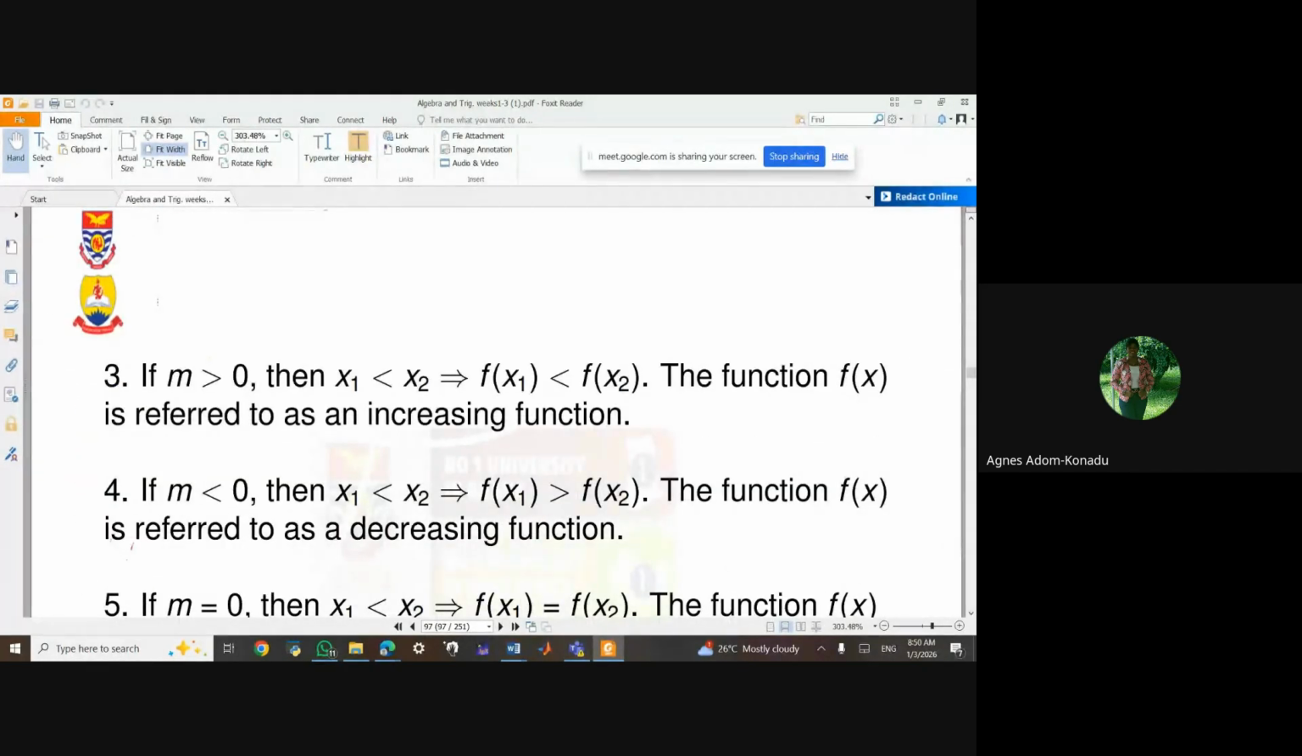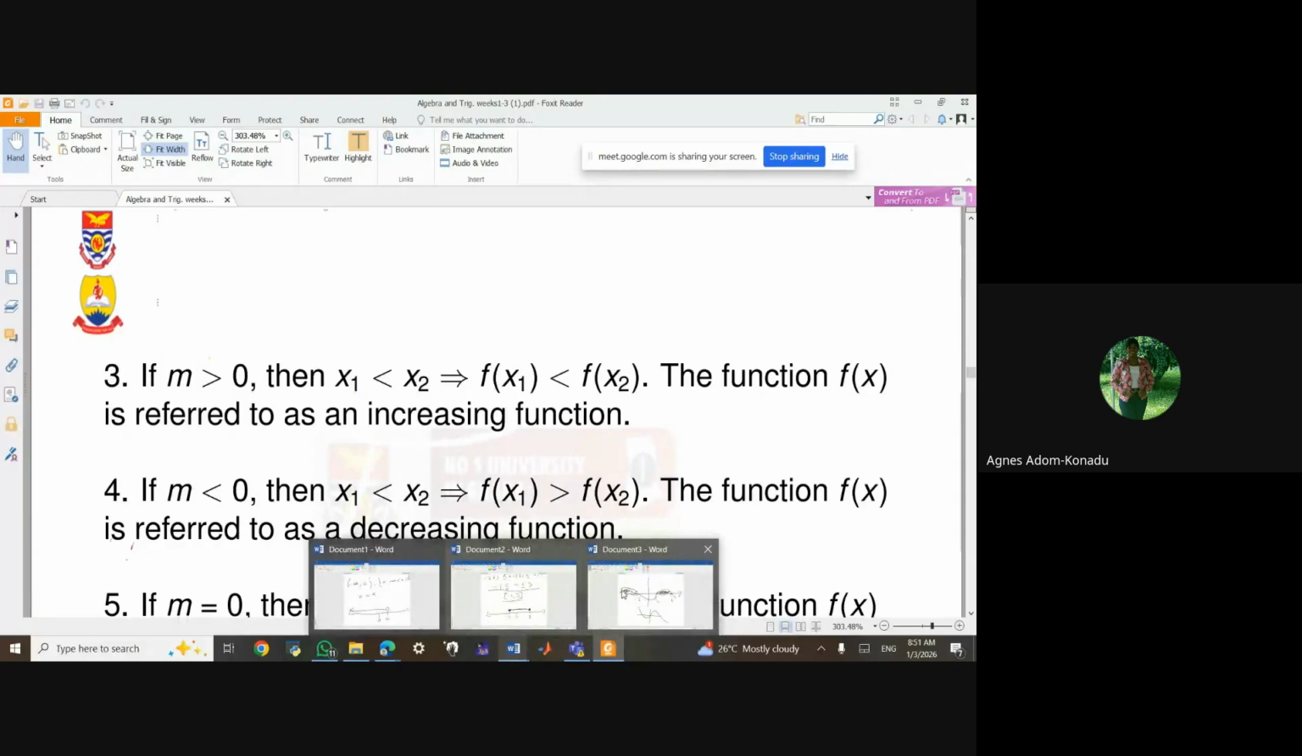Okay, so let's look at this characteristic. It says that if my gradient is greater than 0 and my x1 is less than x2, it means that my f of x1 is less than f of x2. Then the graph is referred to as an increasing function. And when I give this, then you should be able to sketch it and see if it is truly an increasing function.